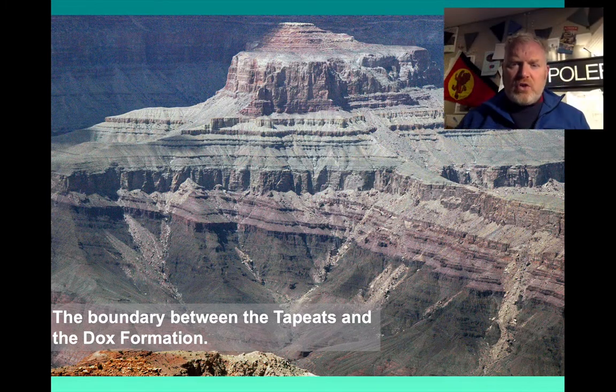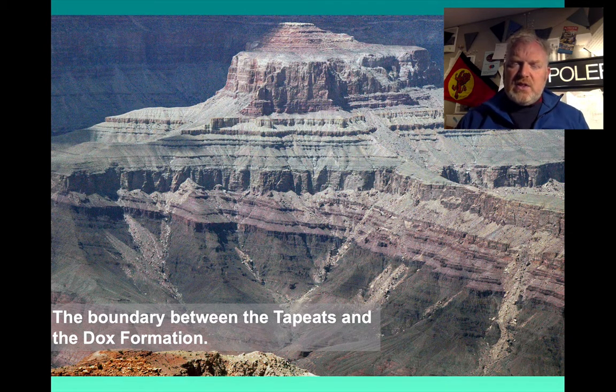The Tapeats and the Dox formation, this is a little more subtle. The Dox formation underneath, you can see, is gently inclined down to the right. It's dipping to the right. The Tapeats sitting on top, though, is pretty much horizontal. So there's a difference in the angle of dip between these two units of rock. This is a feature we call an unconformity.